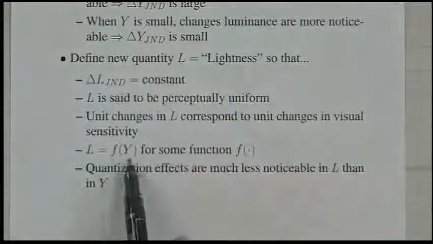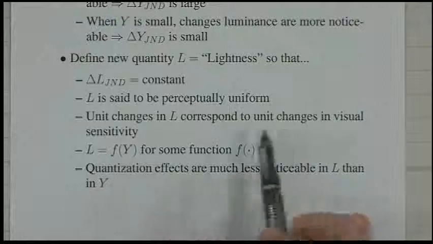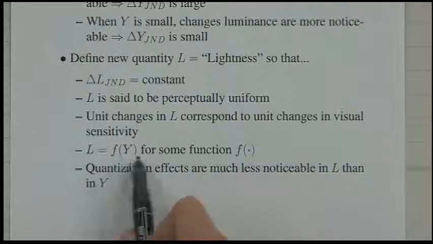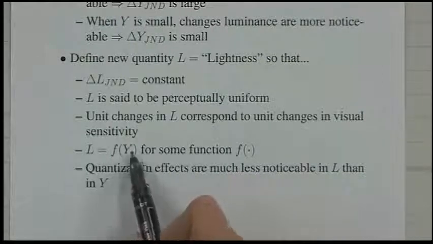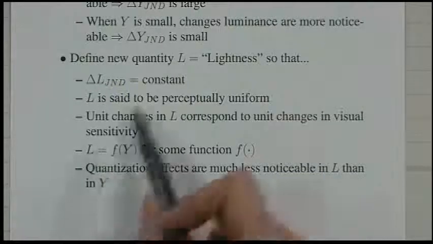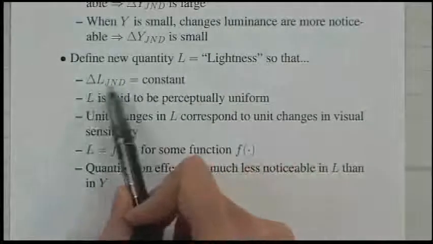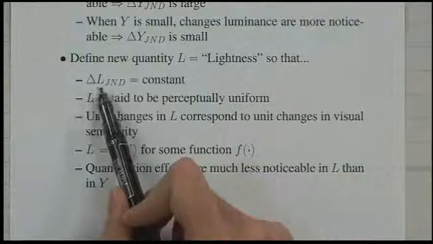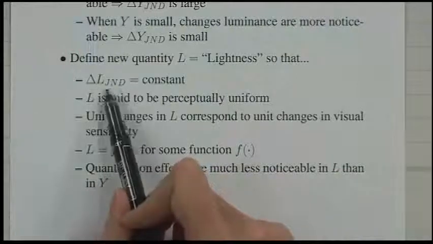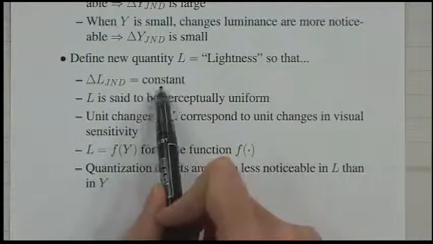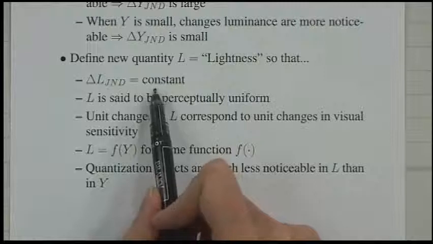Number one, we want it to be some function of the luminance. Okay, for some function, we want it to be a one-to-one mapping between luminance and this quantity lightness. And the other property we want it to obey is that the just noticeable difference in lightness be constant, or very near constant.